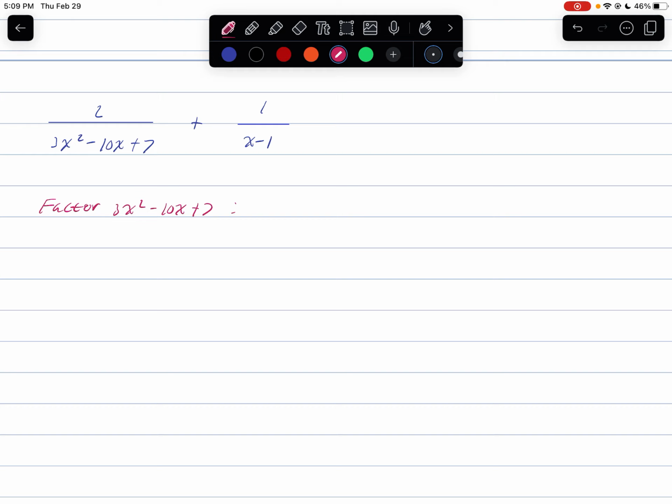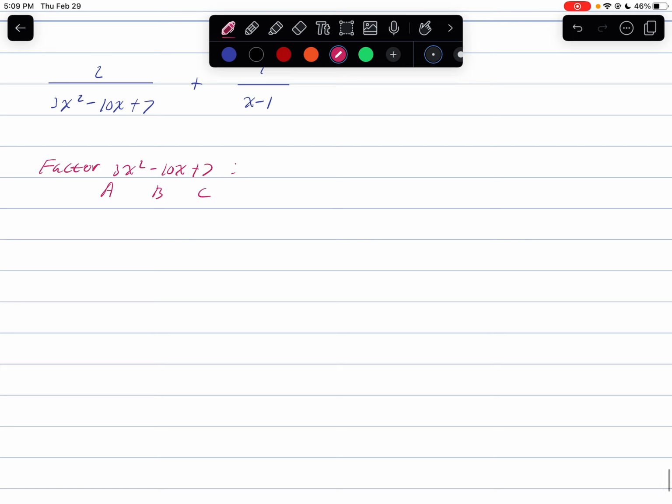Okay, so let's do the AC method. So we'll have A, B, C. A times C gives us 7 times 3, which is 21, and B is equal to negative 10. So I think negative 7 and negative 3 would be the choice here. Negative 7 times negative 3 is 21, and negative 7 plus negative 3 is negative 10. So we can rewrite this as 3x squared minus 7x minus 3x plus 7.